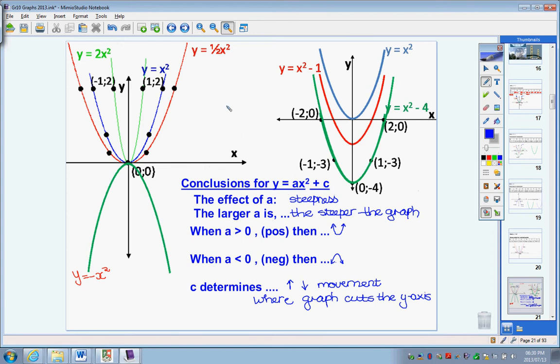Right, let's draw a graph now, or let's see if we can find a quicker way of doing this instead of having to plot 5 points.